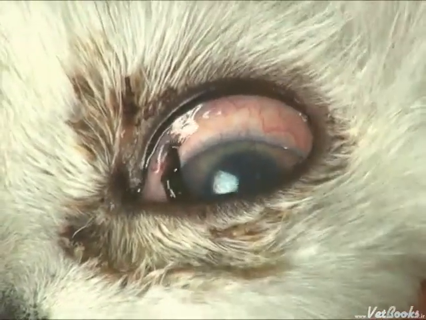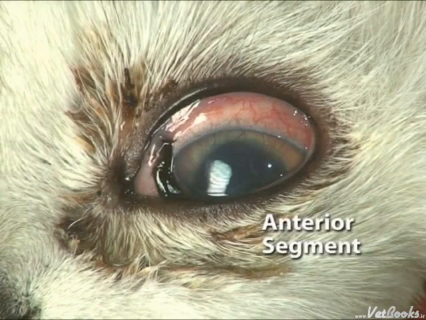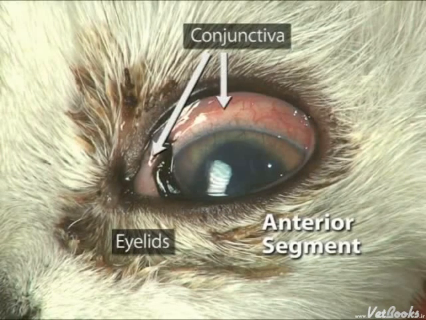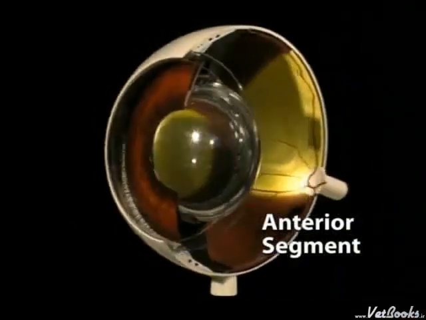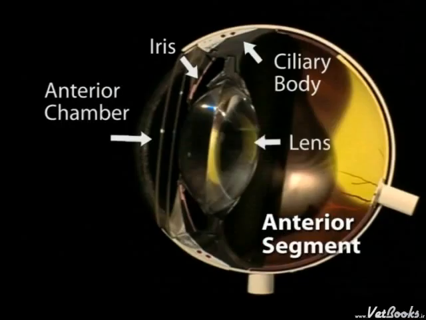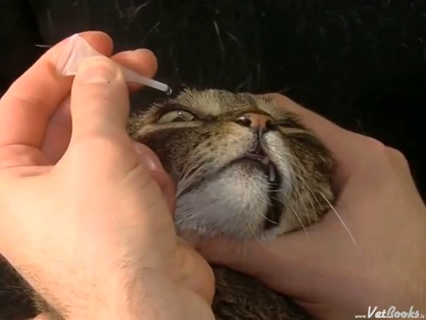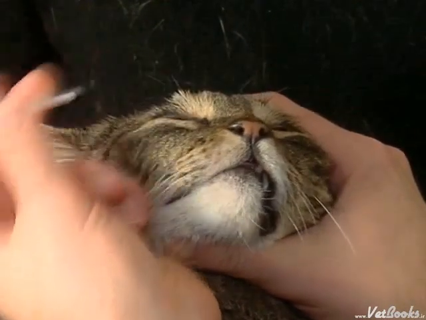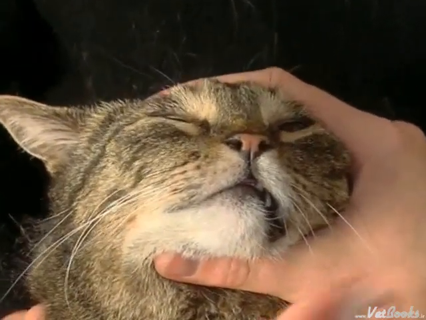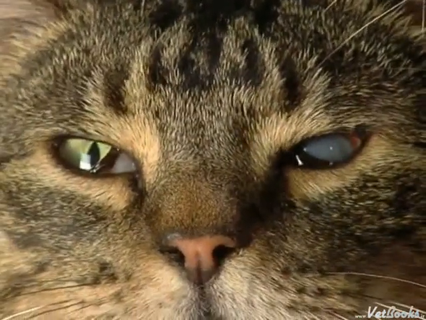Ocular pain usually indicates involvement of structures in the anterior segment of the eye. These include the eyelids, the conjunctiva, and the cornea, and within the eye, the anterior chamber, iris, ciliary body, and the lens. Note that topical anaesthesia will only relieve pain associated with the surface of the eye. If pain persists, the source is more likely to be intraocular.